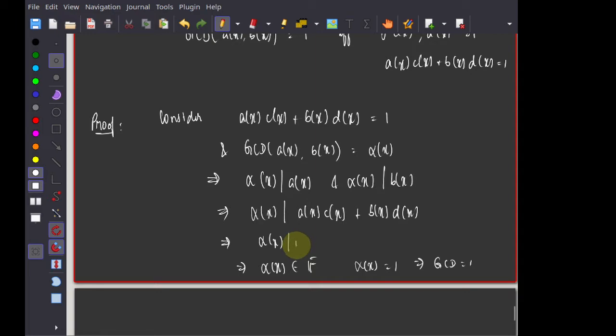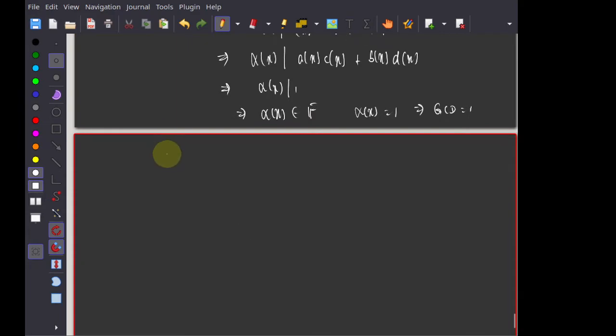Correct? But now if you're looking at the polynomial ring, then remember that if you look at F3, say F3, 2 divides 1. Correct? So that's the only statement that I'm making over here. It's some scalar. It could be 1 or 2 or 3. Sorry, not 3. It could be 1 or 2 in this case.